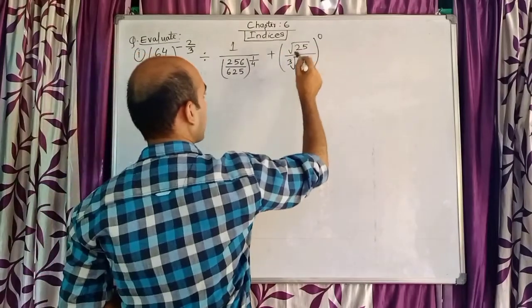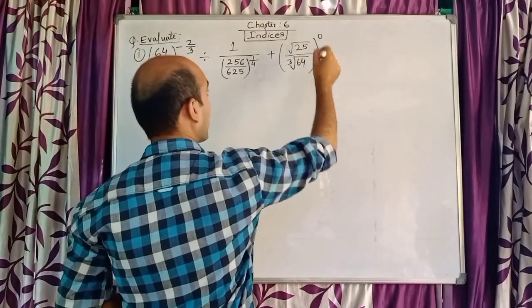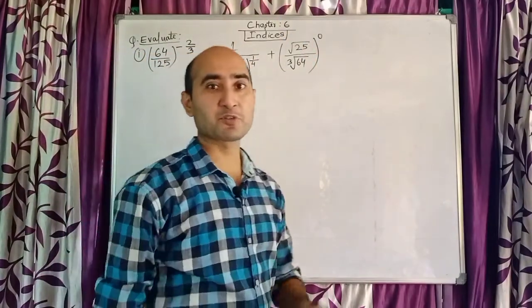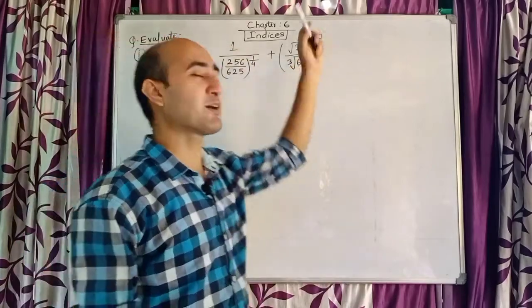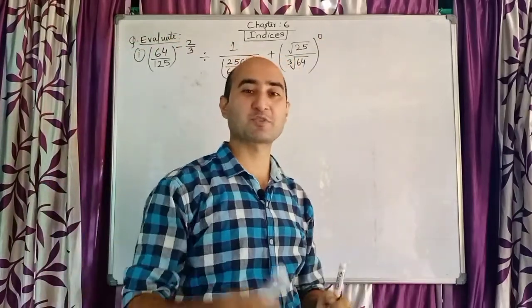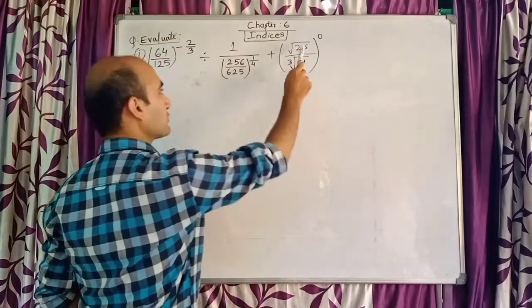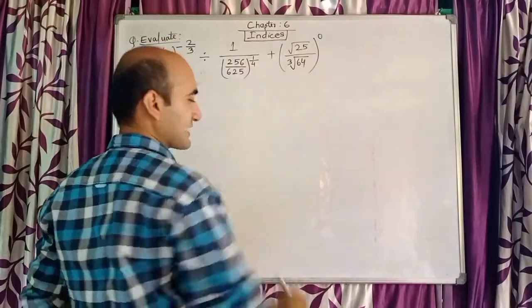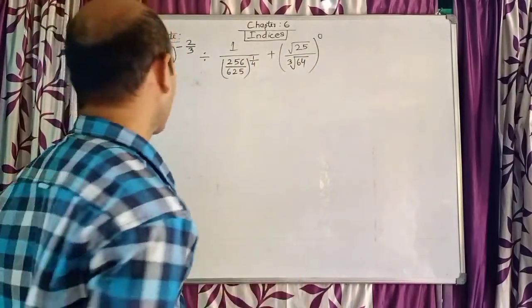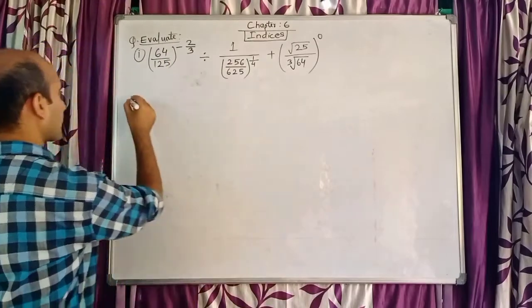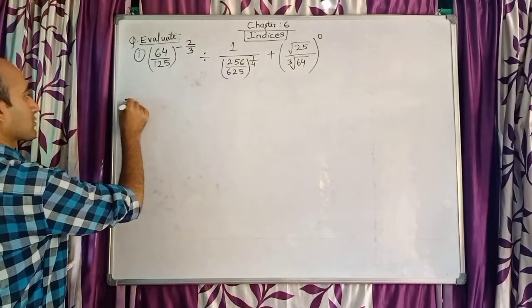Plus root 25 and cube root of 64, but to the power 0. So you see so many things given inside, but power 0. Anything to the power 0 is actually 1. Just to confuse you they have given all this critical part inside the bracket, but the result is 1. So let us try to solve this question.